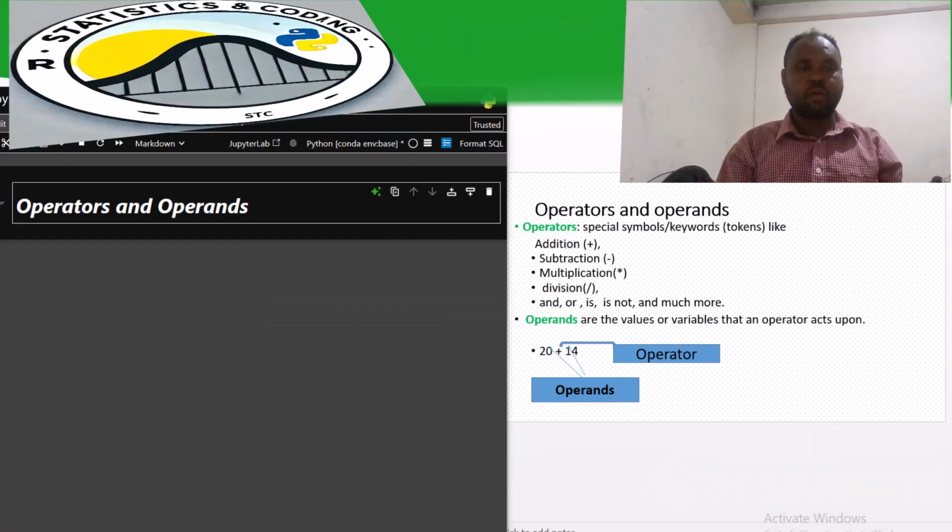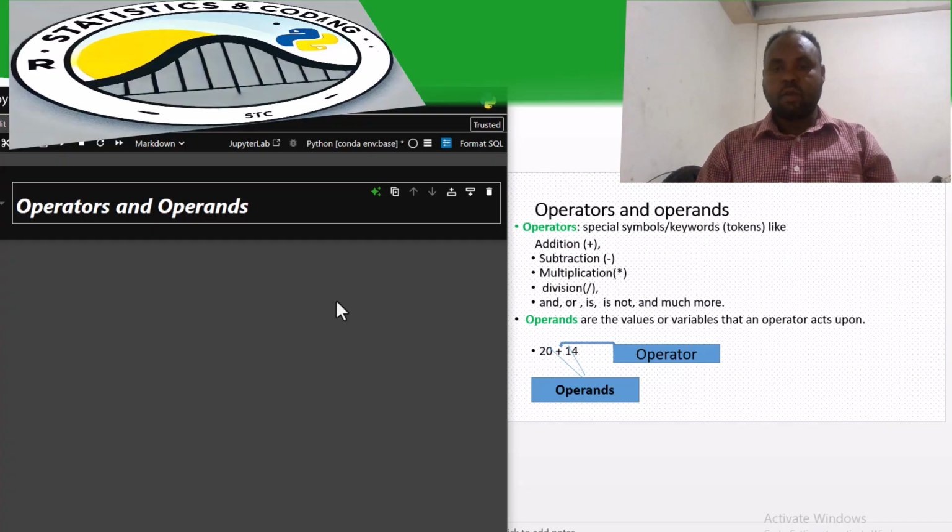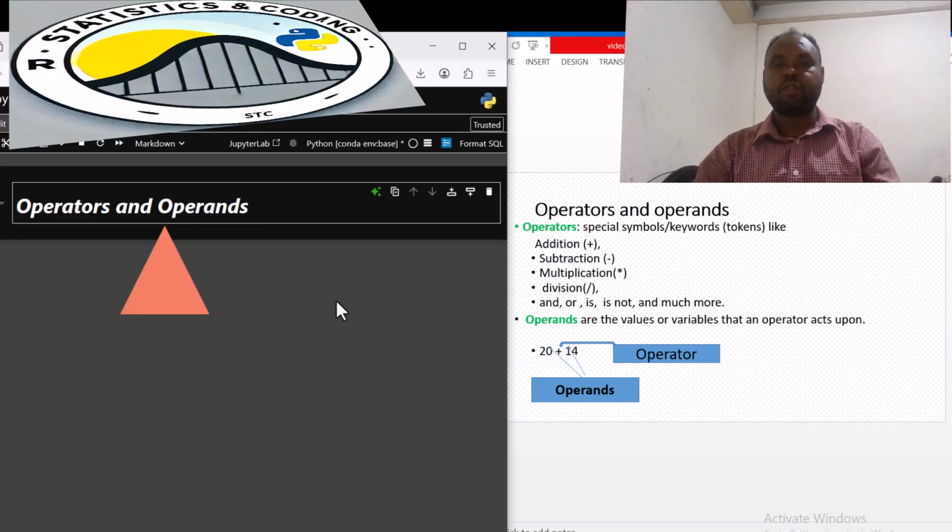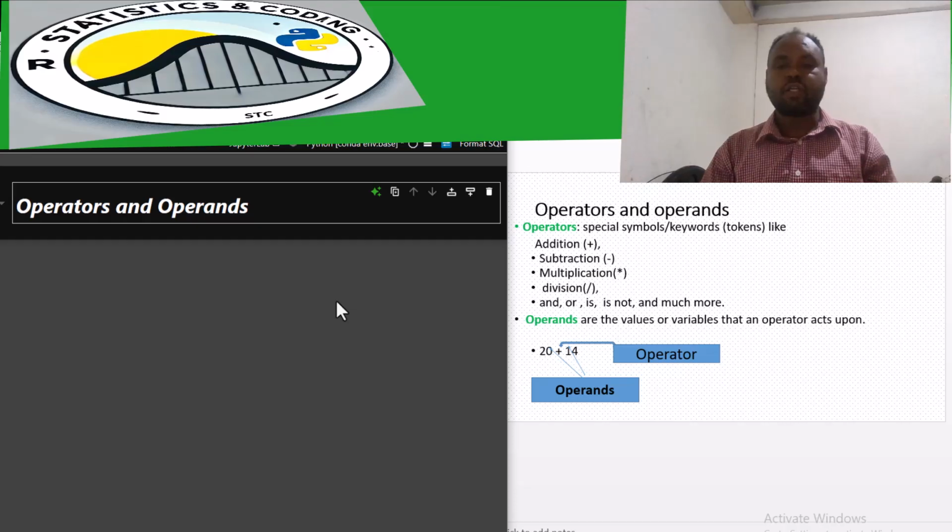Defining operators and operands. Operators are special symbols or keywords, like addition, subtraction, multiplication, or keywords such as and, or, is not, in, and much more. These symbols or keywords are used to perform operations on some values or variables, which are called operands.